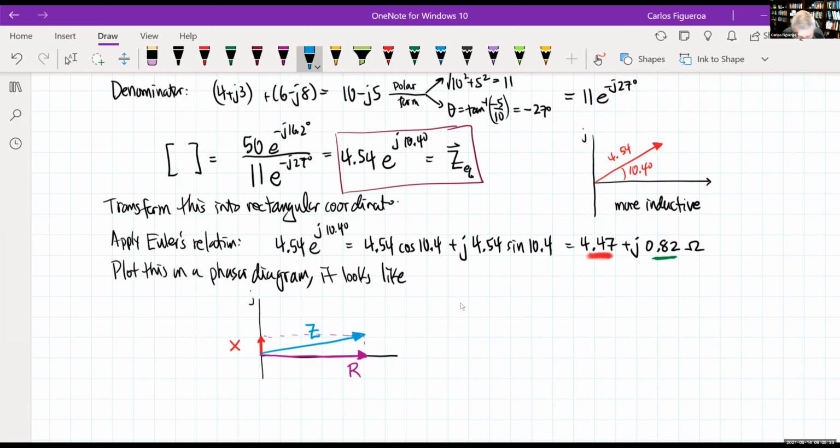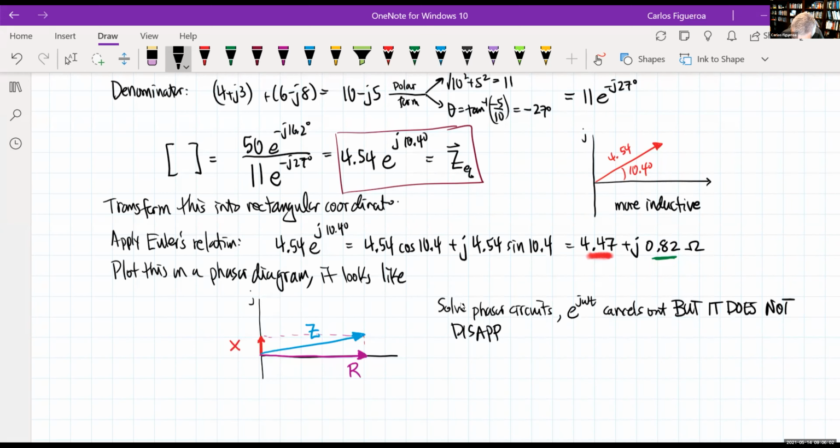Now, one of the things that we mentioned here is that when we solve phasor circuits, e to the j omega t cancels out. But it does not disappear. So what is this Z vector doing?